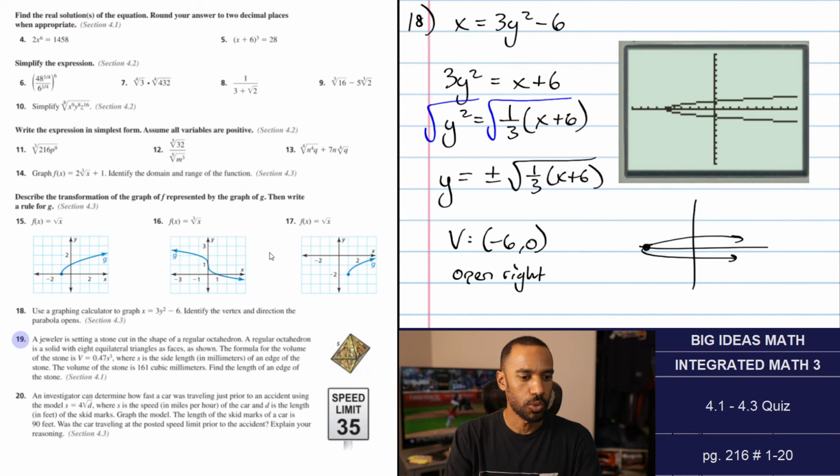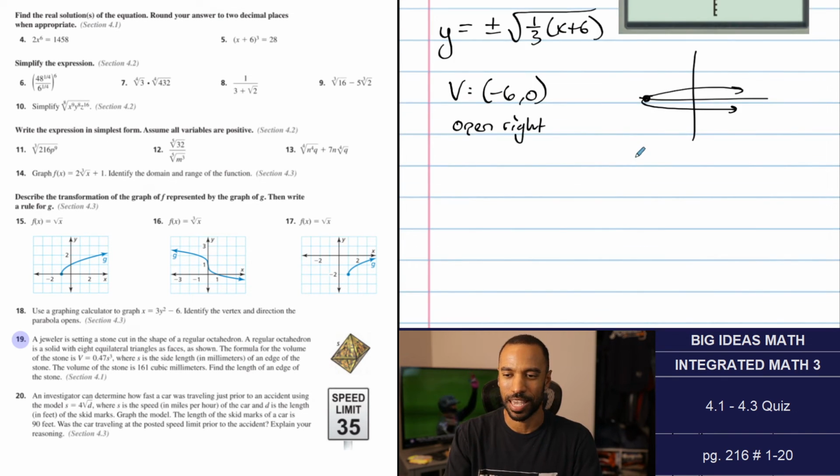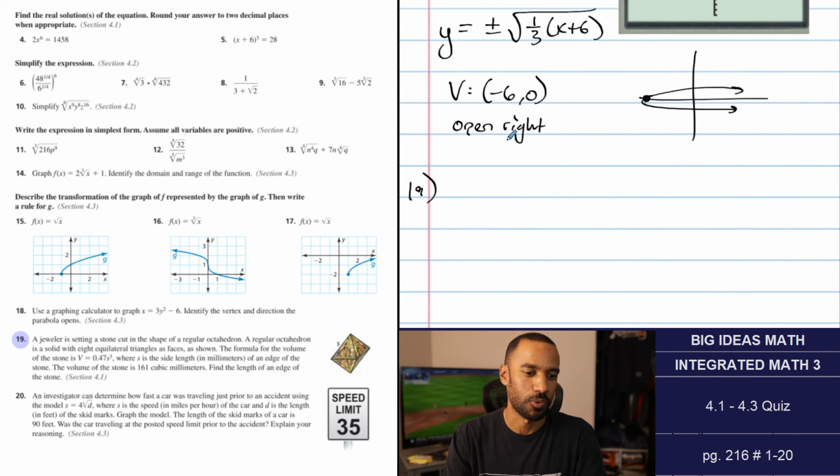It's a word problem. A jeweler is setting a stone cut in the shape of a regular octahedron. I thought it said rectangular octahedron. A regular octahedron is a solid with 8 equilateral triangles as faces, as shown.